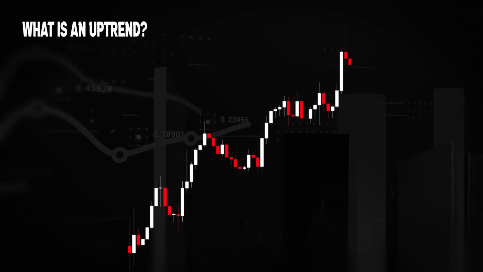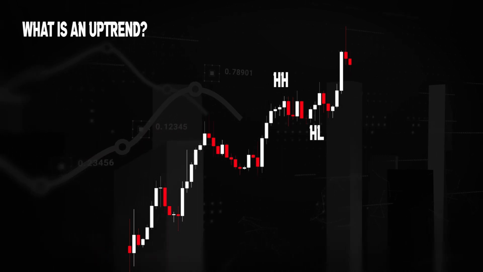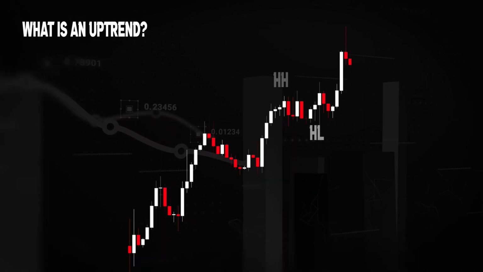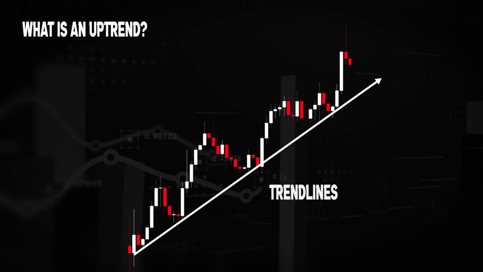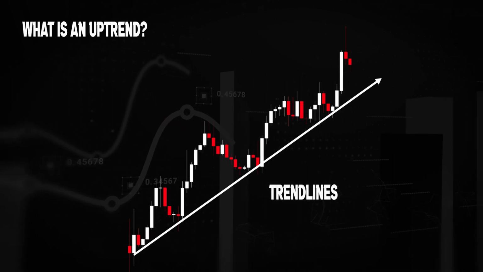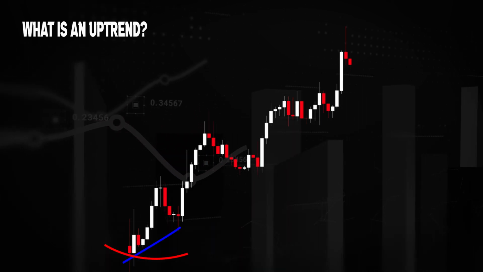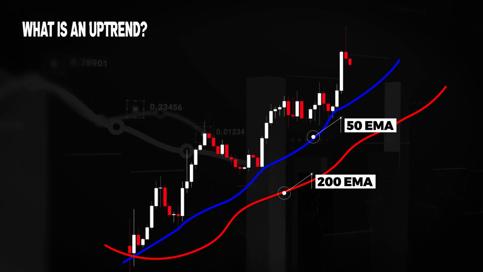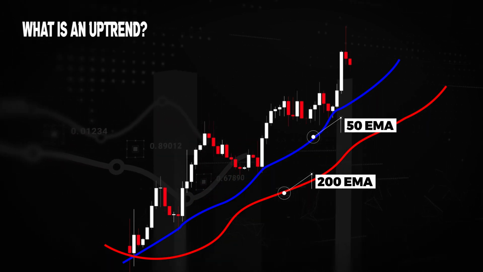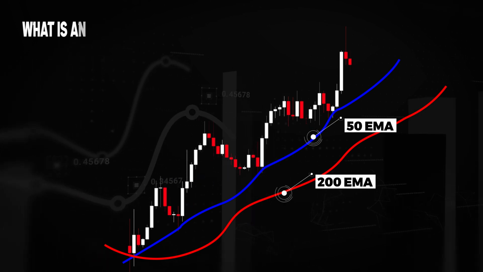Look for higher highs and higher lows. Check if the price consistently makes higher peaks and higher troughs. Use trend lines. Draw an upward sloping trend line connecting the higher lows. This visual aid helps confirm the upward direction. Check moving averages. Apply moving averages 50 period and 200 period to the chart. In an uptrend, the shorter moving average 50 period should be above the longer moving average 200 period.